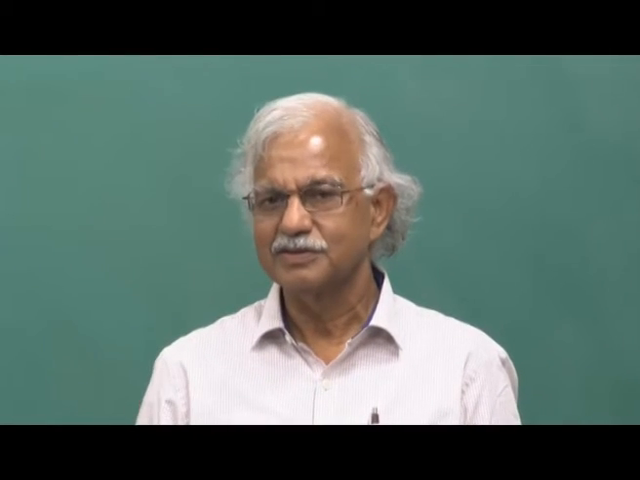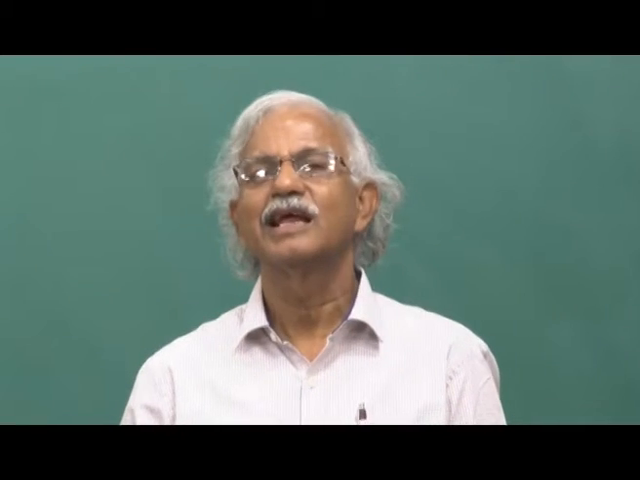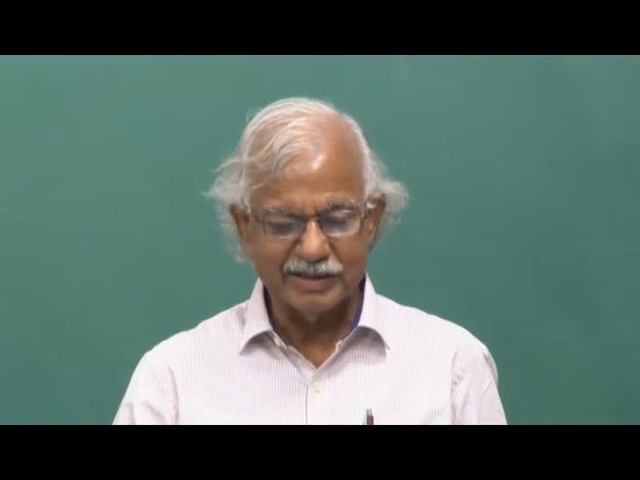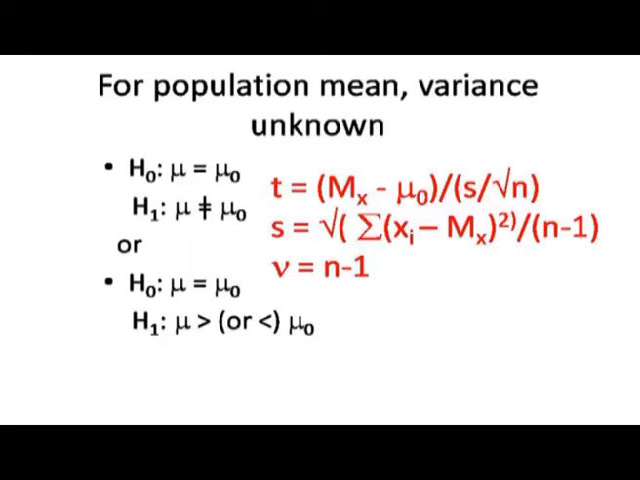Now, some situations in which a null hypothesis is tested by using the t-test. Imagine that the null hypothesis is mu equal to mu 0, that the mean of the population from which a sample is drawn is mu 0. The alternative hypothesis may be mu is not equal to mu 0, or mu is greater than mu 0, or mu is less than mu 0. There are two possibilities for the alternative hypothesis.